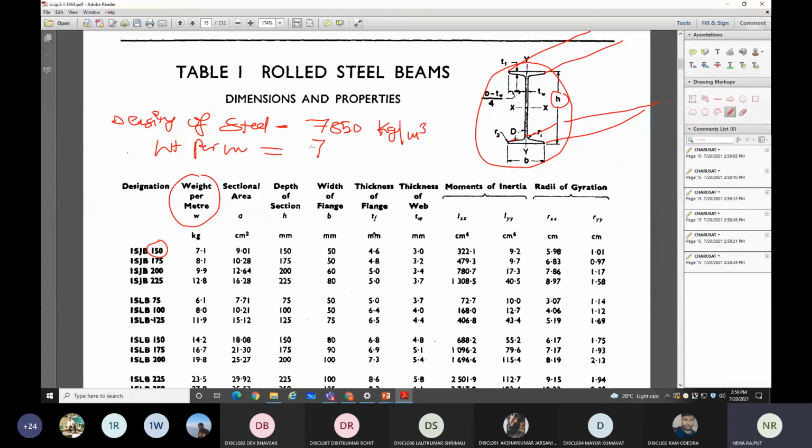तो आपको क्या करना है? डेंसिटी इंटू एरिया ऑफ सेक्शन मल्टीप्लाई करो, then you will get in kg per meter, weight per meter. यहाँ पे उसका सेक्शनल एरिया दिया है, आई सेक्शन का एरिया फाइंड किया है, area of I section.